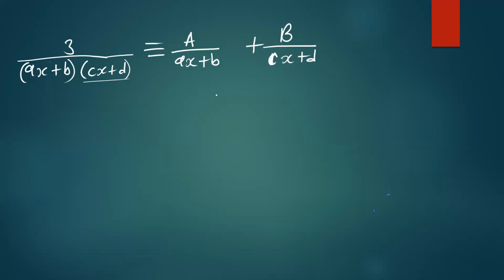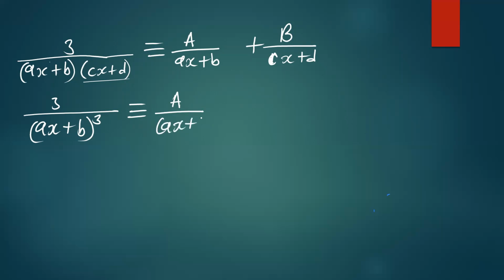We do not only have linear factors. What if the same linear factor is repeating itself? How do you resolve such a function into its partial fractions? For instance, if you have 3 over ax plus b raised to the power 3, decomposing this is very simple. First, you write A over ax plus b.